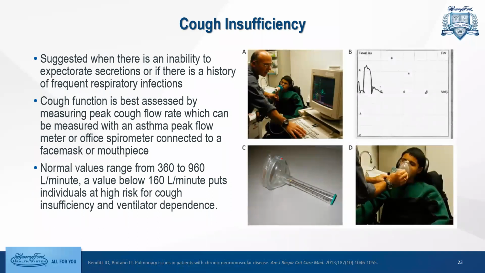In terms of cough insufficiency, whenever there's an inability to expectorate secretions, whenever you have somebody with a really shallow cough and recurrent respiratory infections, the way you usually assess the cough is by measuring peak cough flow rate. It can be measured with an asthma peak flow meter, or there's an office spirometer like this one that's connected to a face mask or mouthpiece, and you ask the patient to cough and get the values on the screen. The normal values range from 360 to 960 liters per minute. Any value below 160 liters per minute puts individuals at high risk for cough insufficiency and ventilator dependence.